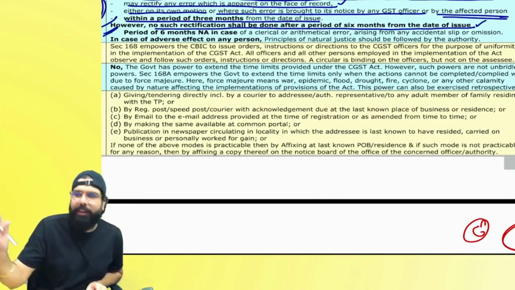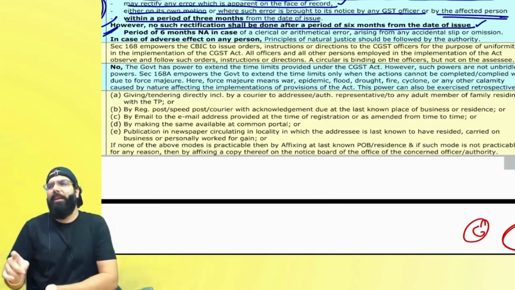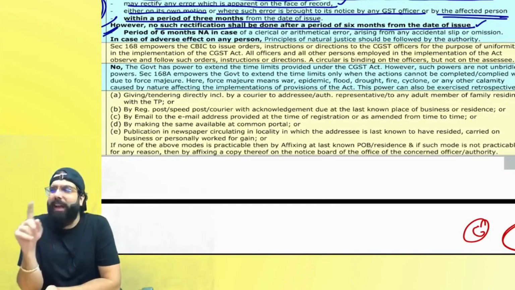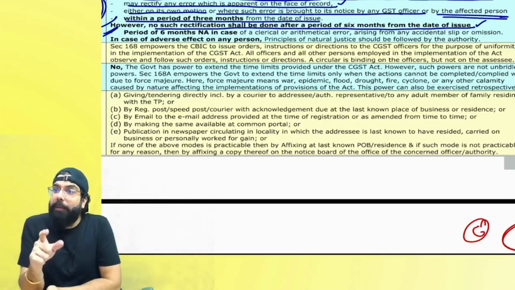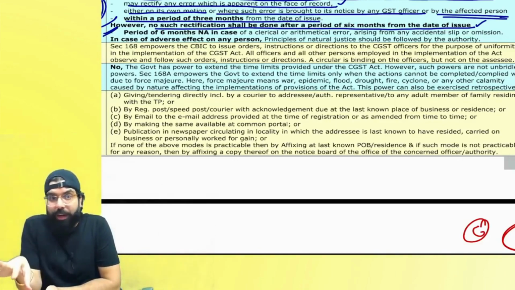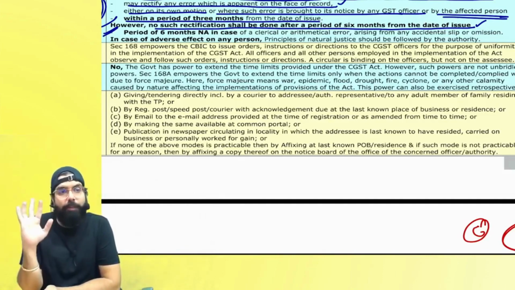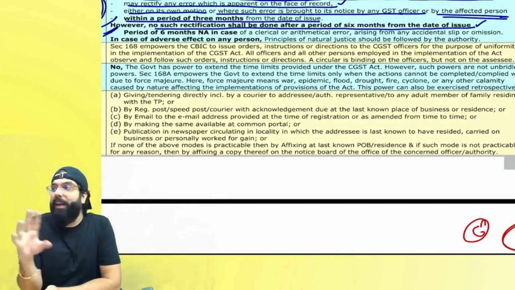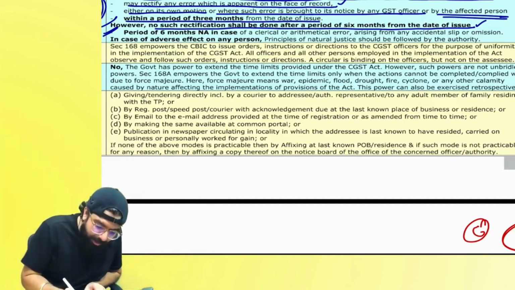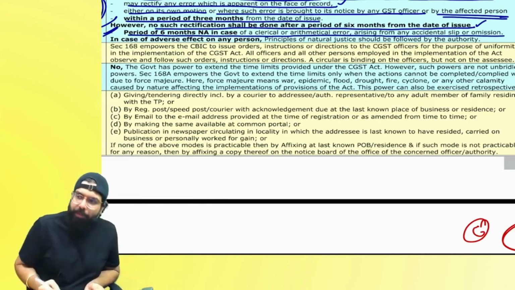For clerical error, the 6 months is also not applicable. What is clerical error? Like 1 0 added extra, typo errors, etc. See, apparent mistake means any other details, any mistake which is there, they can go ahead and rectify. For those, 3 months to 6 months. Maximum is 6 months. But for typographical error, etc., there is no time limit which is applicable. Period of 6 months is not applicable in case of clerical, arithmetical error arising from accidental slip or omission.